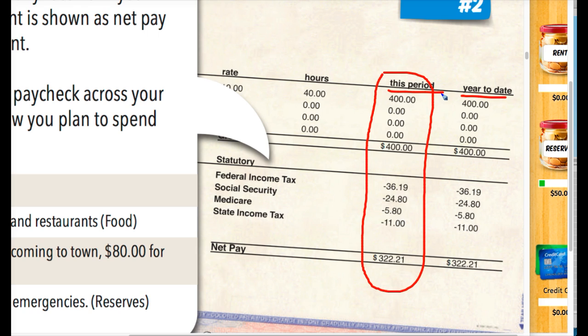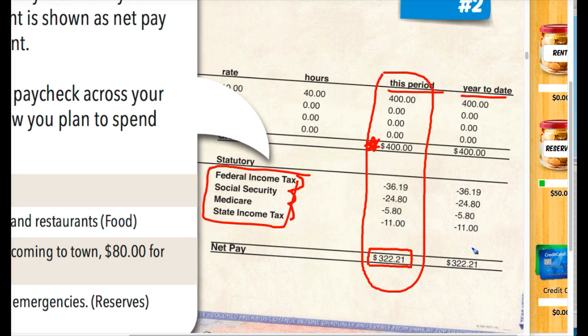Year to date is just so you can keep an eye on how much you make for the entire year. Now there's another difference. I got paid $400 for my work. However, my paycheck only has $322.21. That's because there's taxes, Social Security, Medicare, more taxes. That's adulting right here. Okay?